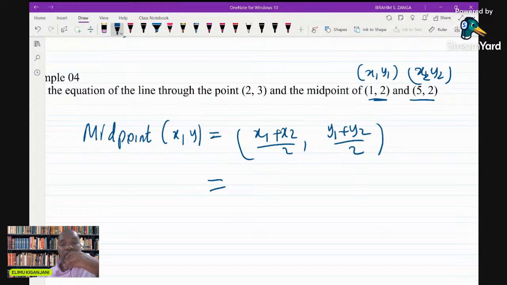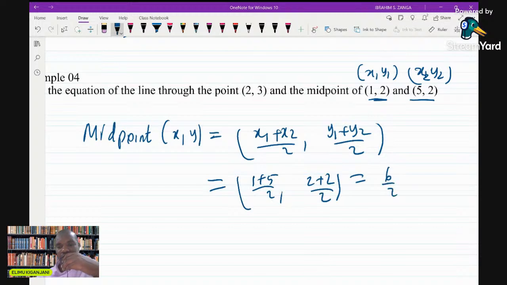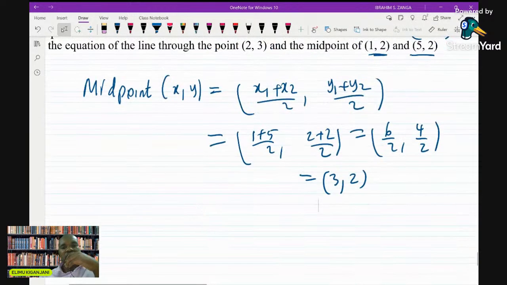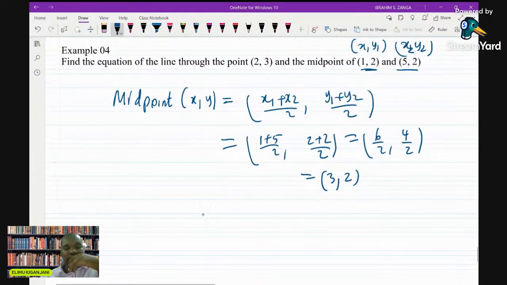These two here we'll be having actually 1 plus 5 over 2 comma 2 plus 2 over 2, and eventually we're having 6 over 2 comma 4 over 2. The result is going to be 3 comma 2. Now we'll be having 2 points. We'll be having now 3 comma 2 and 2 comma 3.